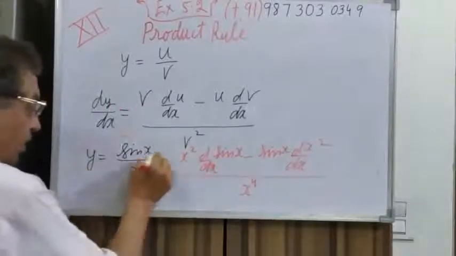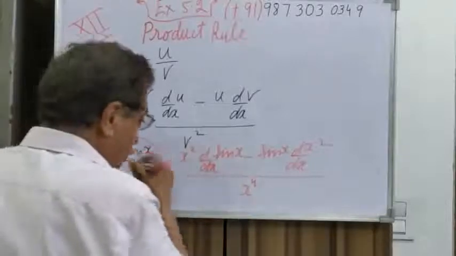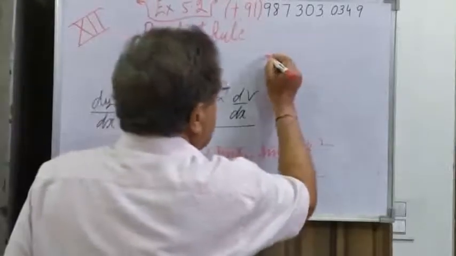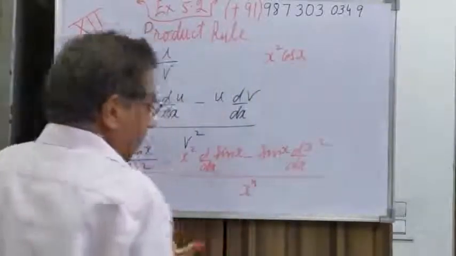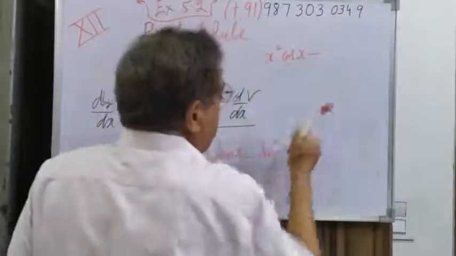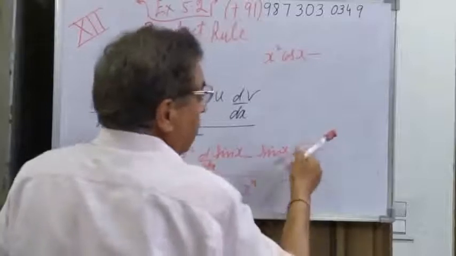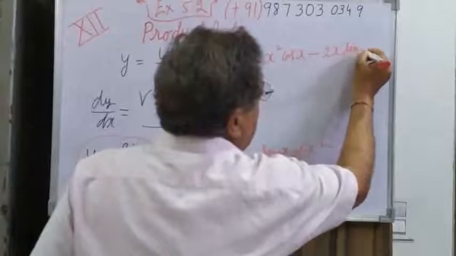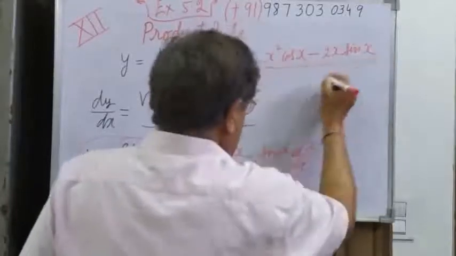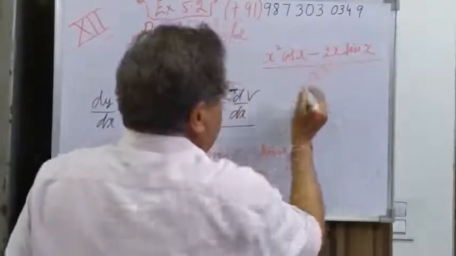On differentiation we get x square cos x, since the derivative of sin x is cos x, minus sin x as it is, into the derivative of x square, which is 2x, that is 2x sin x, and divided by x to the power 4.